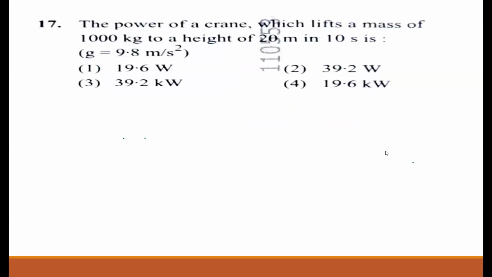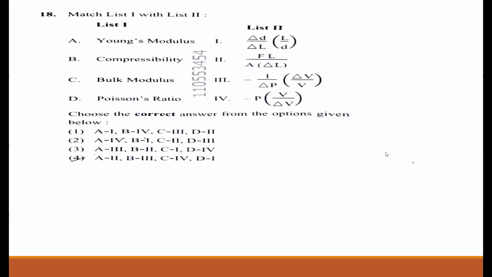So now let us go to the next question here. 18th question, Young's modulus of elasticity. How will we write Young's modulus of elasticity? That is force by area, that is stress, longitudinal stress by longitudinal strain, delta L by L. So this goes up. So A would be mapped with 2.